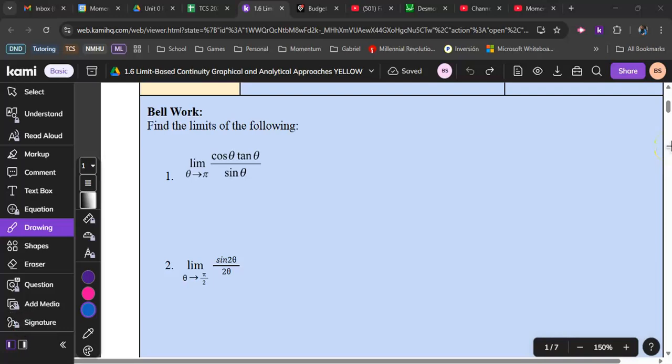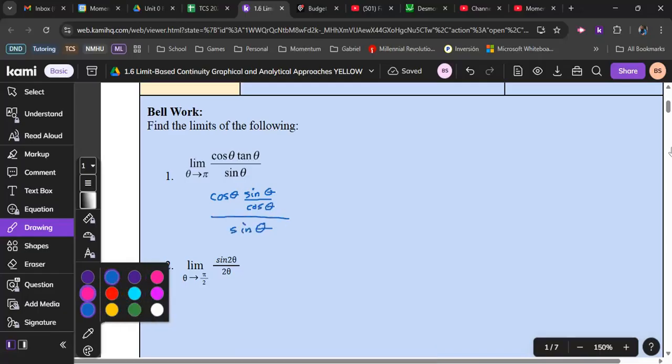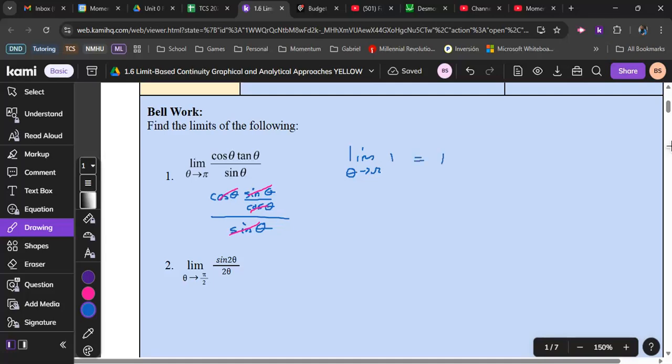First one, right? If I plug in pi, is there a problem? Yes. So I need to split it all apart, right? We're going to write it as cos theta, sine theta, over cos theta, over sine theta. And we love it when that happens because those ones cancel, which leaves us with sine over sine, and those cancel. So I'm literally just taking the limit as theta approaches pi of 1, which means it's 1, because we're all experts. We know now that the limit of a constant is the constant.